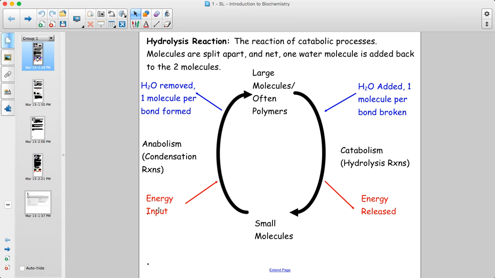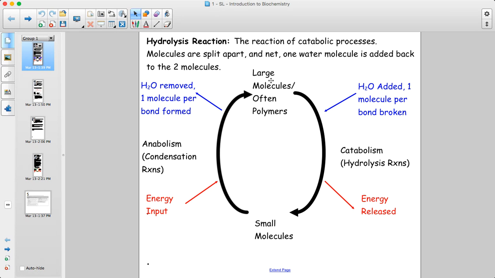that wouldn't happen naturally. So that's part of the reason why you need to consume energy, you need to consume nutrients, so you can break them down, get energy to build up these larger molecules. And in the process, for every bond that's formed, one water molecule gets removed.